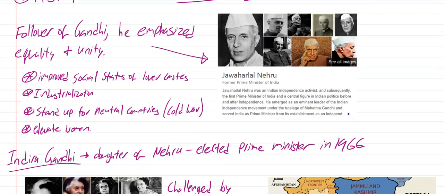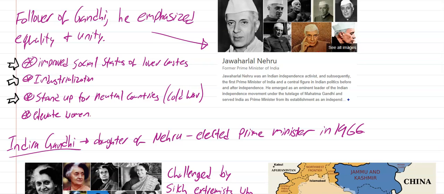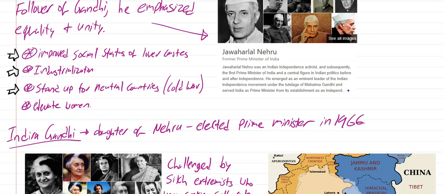And so one of the things that he did was he instituted a series of liberal reforms that were designed to make life better for the lower castes. He wanted to improve industrial output and build up their economy. He wanted to stand up for neutral countries during the Cold War period because they were under the continual influence of both the Soviets and the United States. And he also worked to elevate women's status.